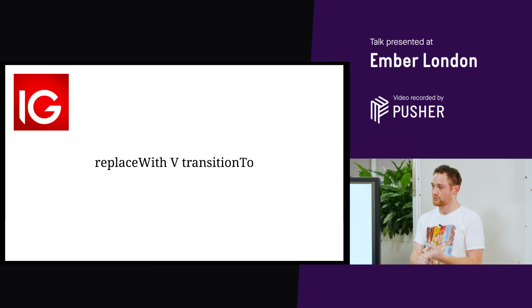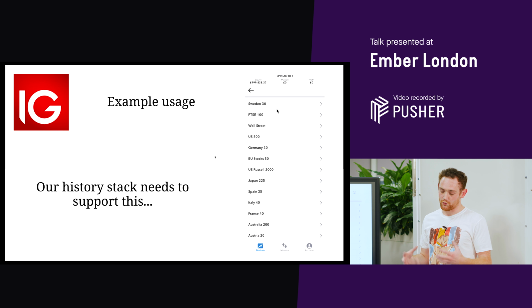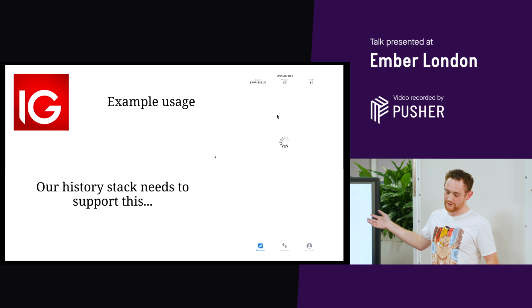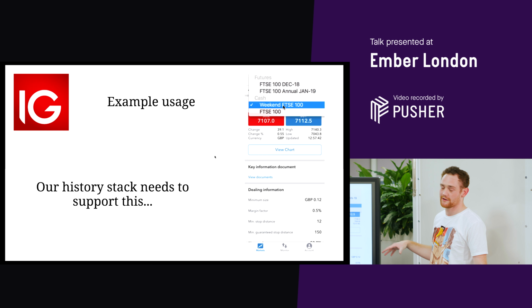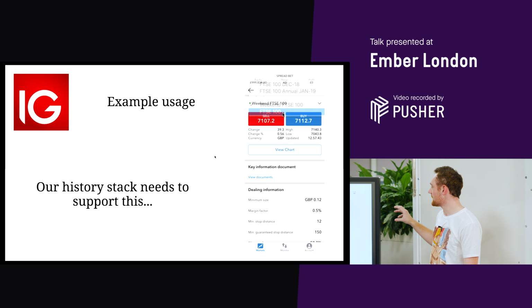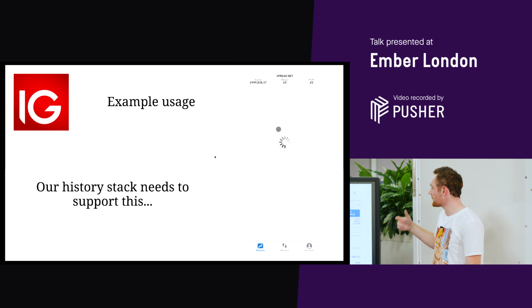If you use replaceWith, the new route is not pushed into the history stack, and if you do transitionTo, it is. So the key thing is that sometimes you don't want something to be pushed into it. Here we're browsing to a market, and we have many contracts on a market. Essentially, what you're looking at here is changing the query parameters on this and reloading the model.